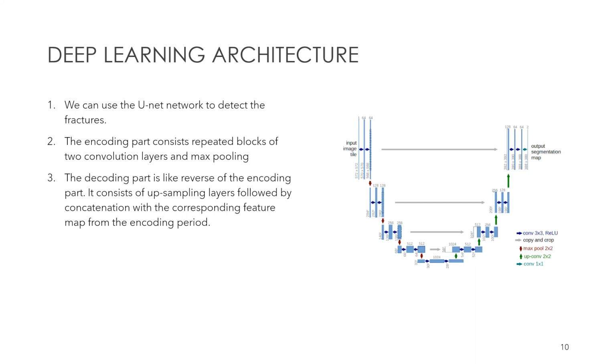The decoding part is like reverse of the encoding part. It consists of upsampling layers followed by concatenation with the corresponding feature map from the encoding period. This decoding part has 128 component feature map in the starting and it halves after each block.